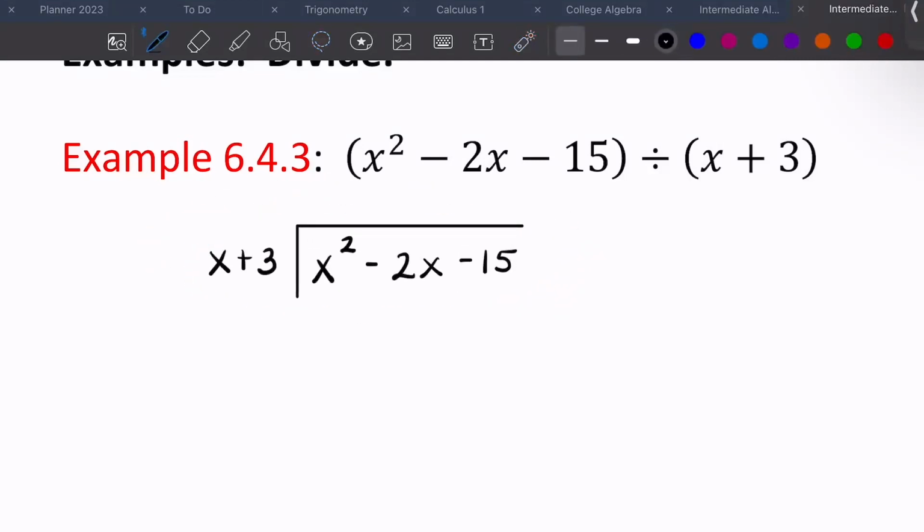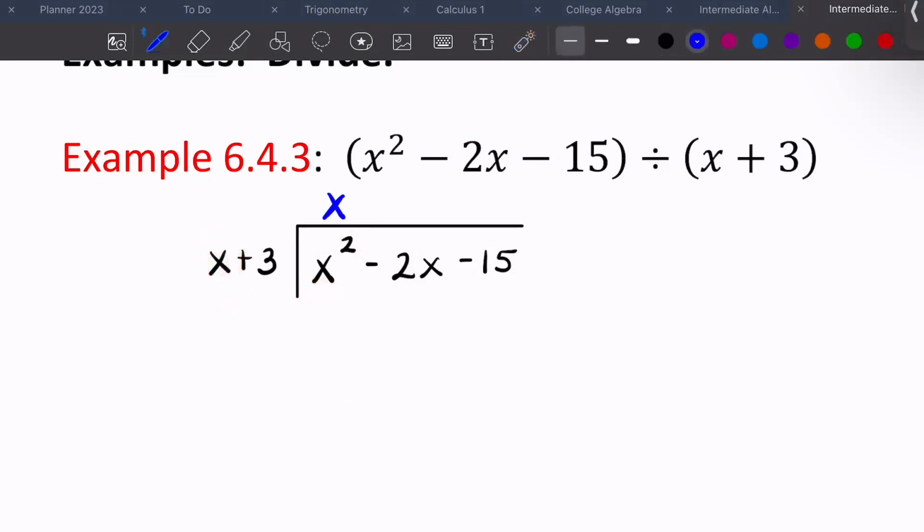Now, here's what we want to do every single time. We want to say, what number do I multiply the first term in my divisor by to get the first term in my dividend? What do I need to multiply x by to get x squared? You would say x. Whatever number you get, that's the number you put up here. X times x gives you x squared. You want to make this match this, and you're going to multiply this times whatever you need to get that first term.